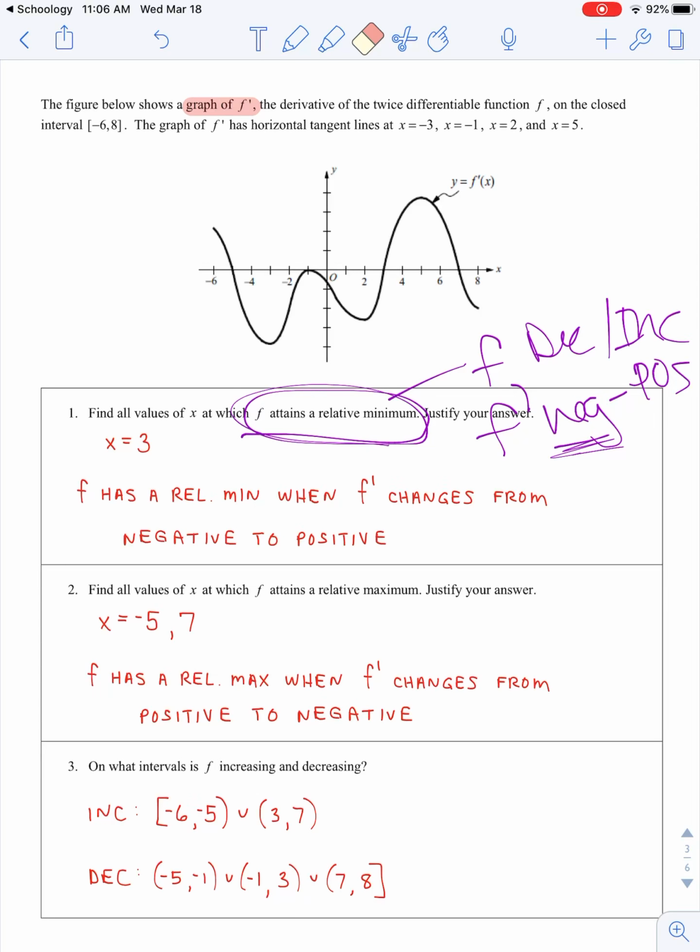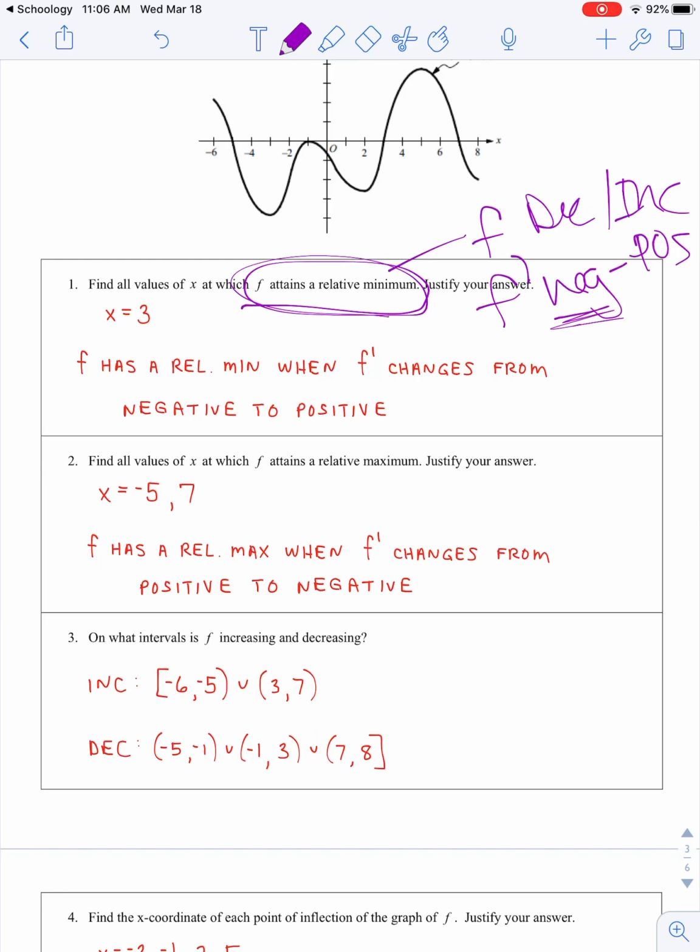There's number 2. We're looking for that maximum, so we're looking for where the derivative changes from above to below. So right there at -5, and then again at 7. It changes from above to below.